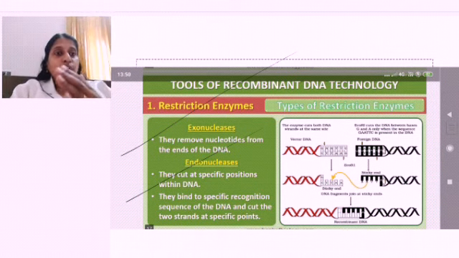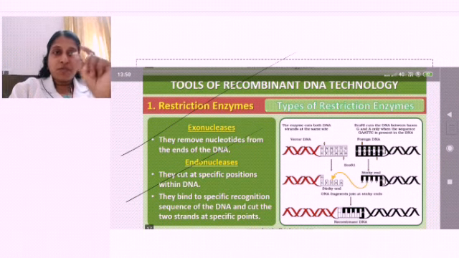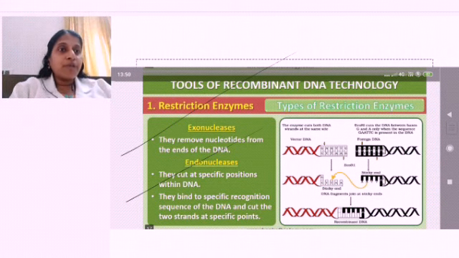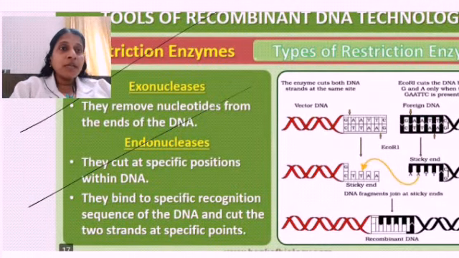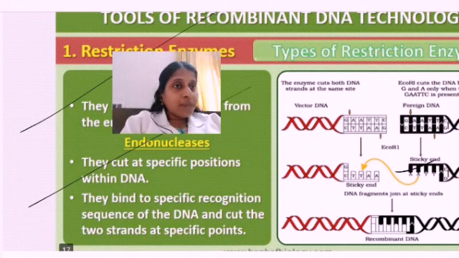And if it is endonuclease, the cut is at a specific location within the DNA. So this is the DNA in between. If the cut is made there, then we call it the endonuclease. Specific regions are there inside the DNA where the cut is made. For example, listen students, just look into this diagram clearly. In this diagram you can find the enzyme.